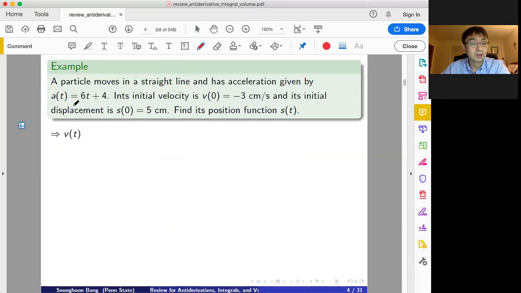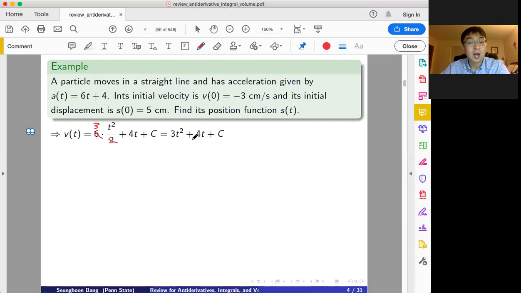How can you find it? The antiderivative of 6t plus 4. So we have this one. You can keep 6. The antiderivative of t is t squared over 2. The antiderivative of 4 is 4t plus c. This is the most general antiderivative. Simplify, only 3. The 2 is crossed out. The result is 3t squared plus 4t plus c.